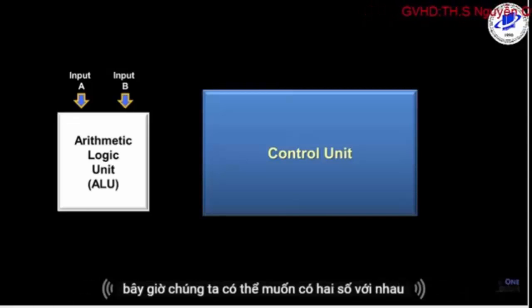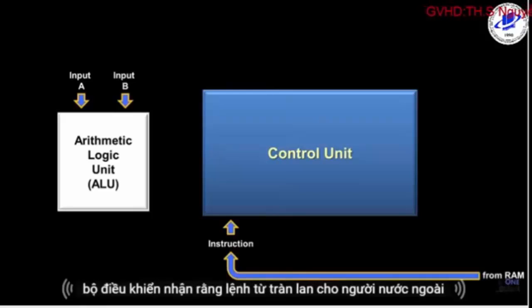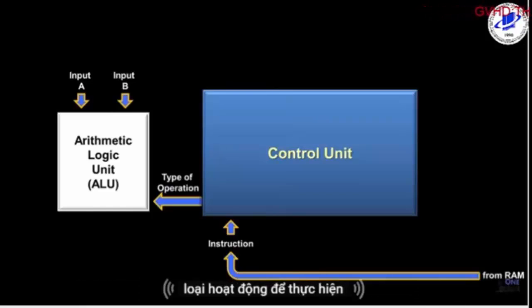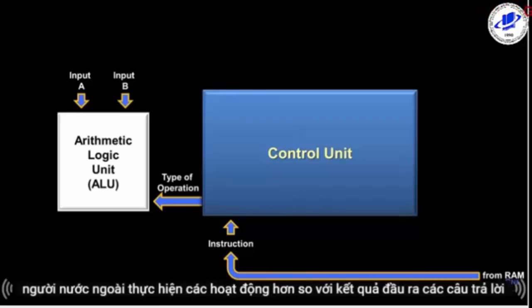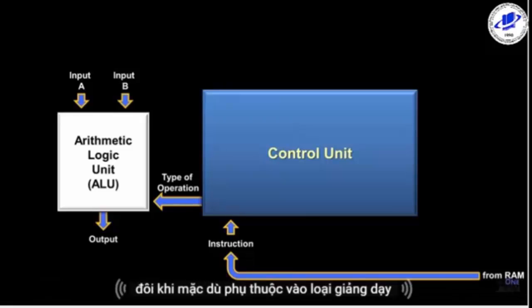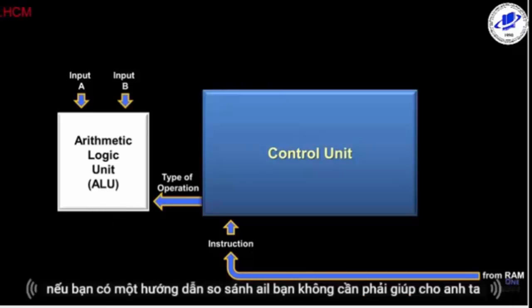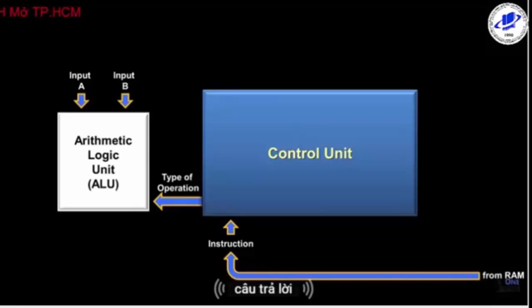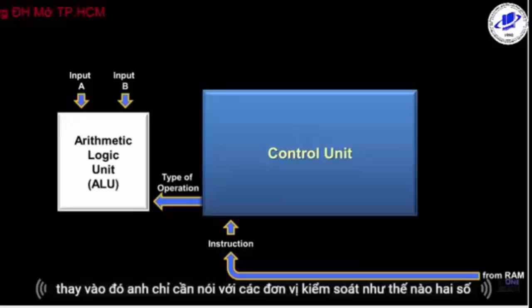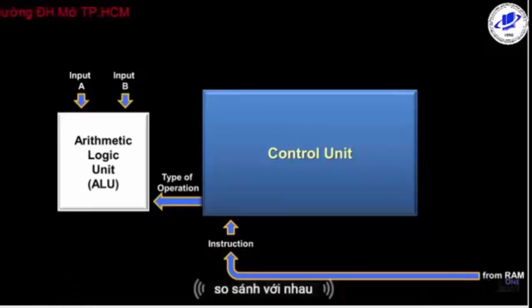Now we might want to add those two numbers together. The control unit receives that instruction from RAM and then tells the ALU what type of operation to perform. The ALU performs the operation and then outputs the answer. Sometimes, though, depending upon the type of instruction, the output from the ALU can actually be ignored. For instance, if you have a compare instruction, the ALU doesn't need to output an answer. Instead, it just needs to tell the control unit how the two numbers compare to each other.